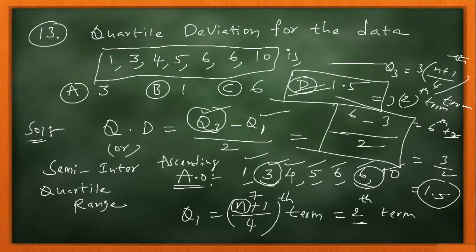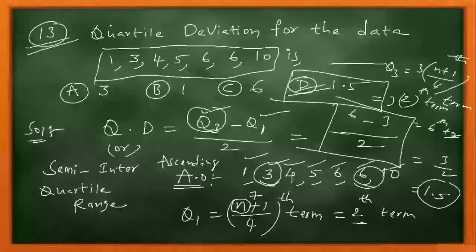Just check your solution for the 13th one. The quartile deviation for the data 1, 3, 4, 5, 6, 6, 10 is 1.5. The quartile deviation equals Q3 minus Q1 divided by 2. Our Q3 value is 6 and Q1 is 3. 6 minus 3 by 2, 3 by 2, is equal to 1.5. So this is your quartile deviation. Just check your solution.